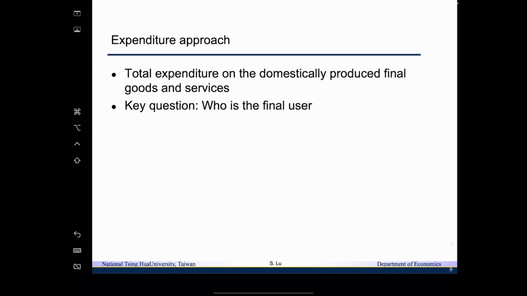So then who is the final user? We are the final users, the consumers, because for all the goods that are produced, at the end they go to the household. We either use them or consume them. Therefore, we are the final users. So then why is identifying the final user important when we want to come up with the GDP from the expenditure approach?